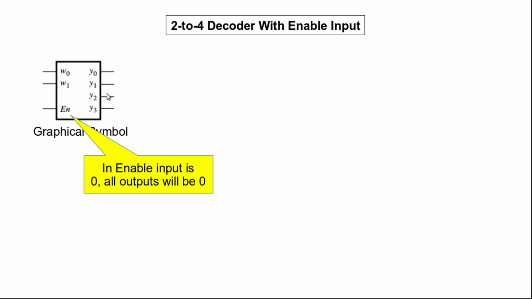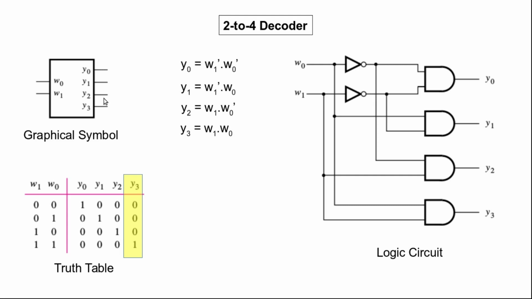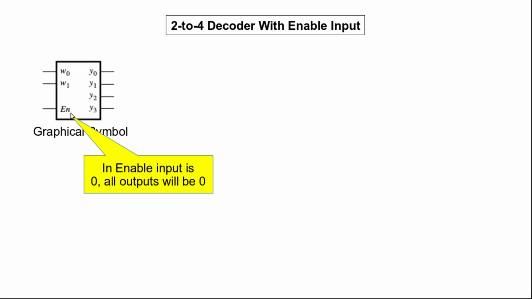What we saw in the previous truth table is that at any point of time, depending on what the input is, one of the outputs is equal to 1. It's never the case that all the outputs are equal to 0. But now with this enable input introduced, when the enable input is equal to 0, all the outputs will be equal to 0. And when the enable input is equal to 1, the logic circuit will behave like the 2 to 4 decoder we saw in the previous slide.